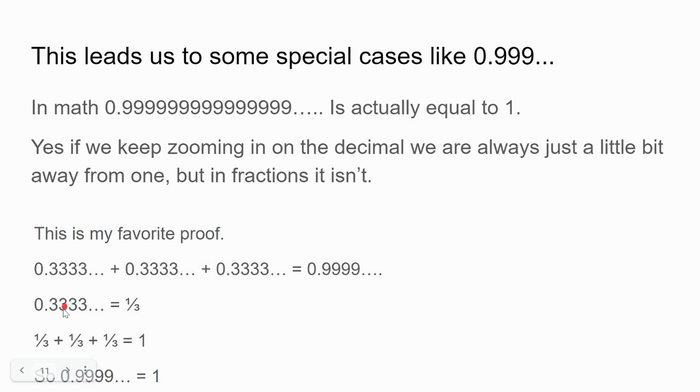But as a fraction, 0.3 repeating is 1/3. And if I add up 1/3 plus 1/3 plus 1/3, I get 3/3. And that's actually 1, right? 3/3 is 1. So really, 0.999 repeating is actually equal to 1. It's a weird thing about repeating decimals and fractions and rational numbers that doesn't really make sense, but is true.